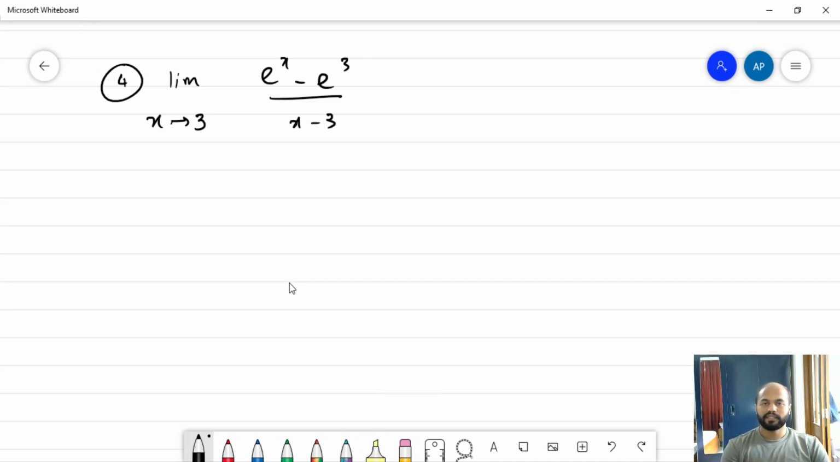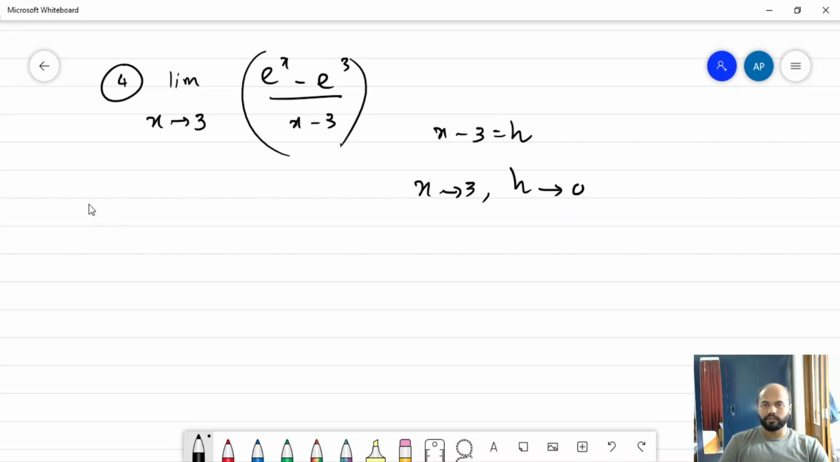Let's take this limit and see in what way we can handle this. So limit x tending to 3, e raised to x minus e cube by x minus 3. That is what we have. So e raised to x minus e cube. What I will do now is, let us take x minus 3 as h, because we can't apply the formula directly to this expression. So if x tends to 3, then for sure we know that h is tending to 0.